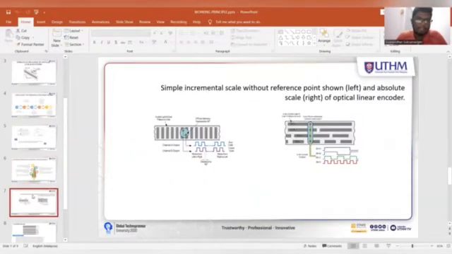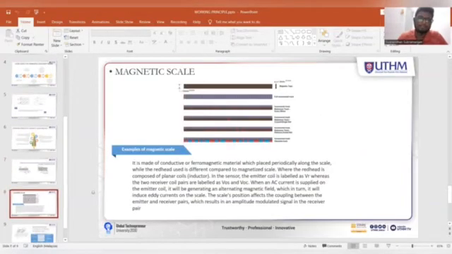So, yeah. And next we will see a simple incremental scale without reference point shown on the left, and an absolute scale on the right, an optical linear encoder. So how does it look? It's a schematic diagram for the reference point shown on the left, and here will be the right optical linear encoder. So yeah, these will be the lines which we'll learn through in the example of the magnetic scale.